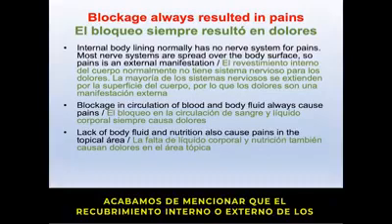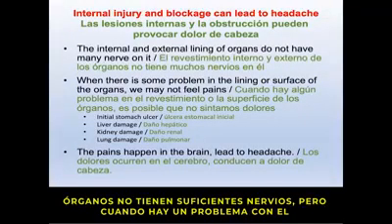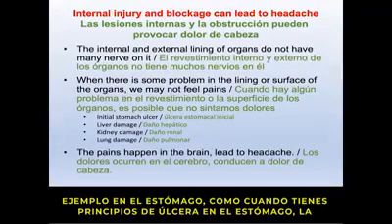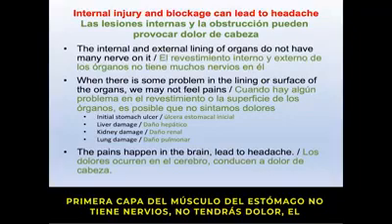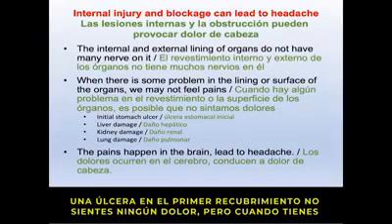Just now we mentioned that the internal and external lining of organs do not have many nerves on it. When there is some problem in the lining or surface of the organ, we will not feel pains. For example, in the stomach, when you have an initial stomach ulcer, the first layer of the stomach muscle has no nerve. You don't feel any pain. The stomach has 3 linings, you know. The first lining has no pain. So when there is some ulcer in the first layer, you don't feel any pain.